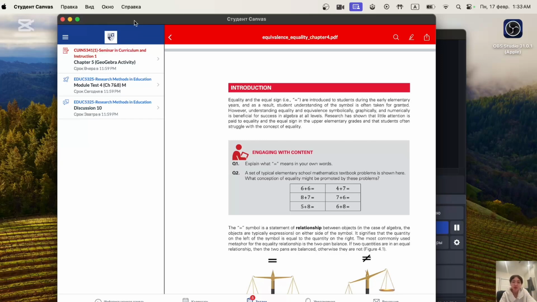These examples present equality as a process of calculating an answer rather than a relationship between numbers. Students may perceive the equal sign as meaning to find the result, which is incorrect. We need to show students the relationship between one side and another side.